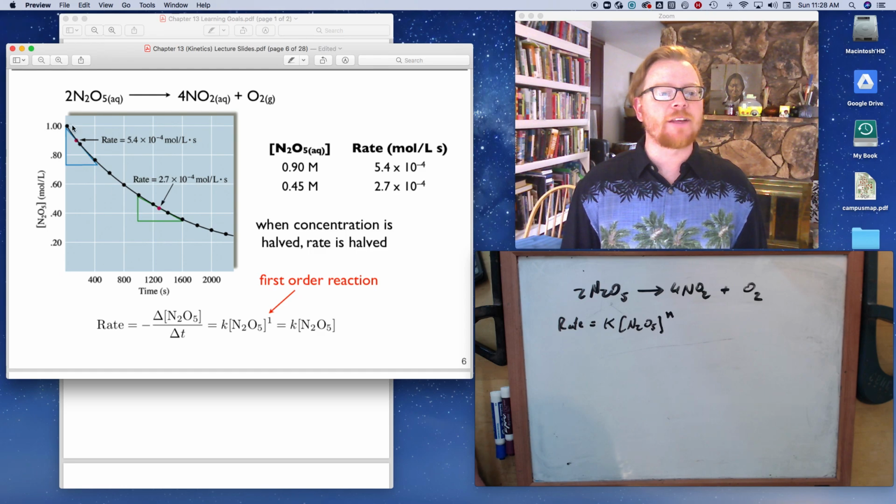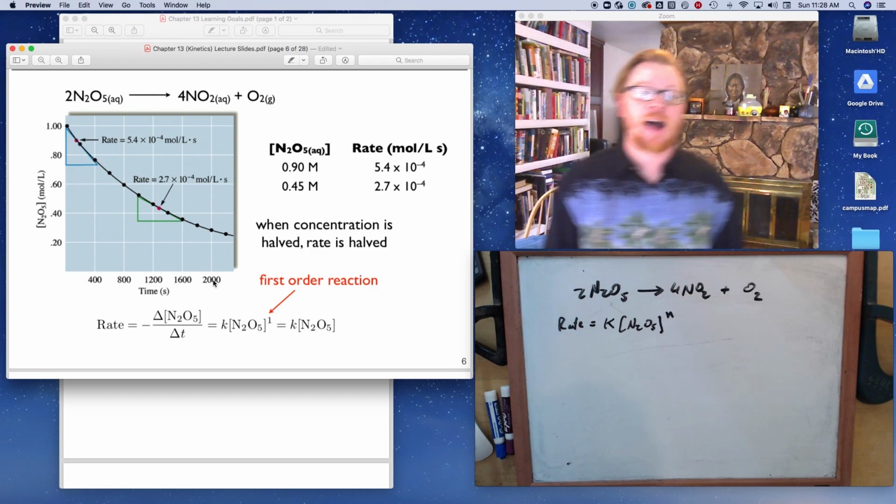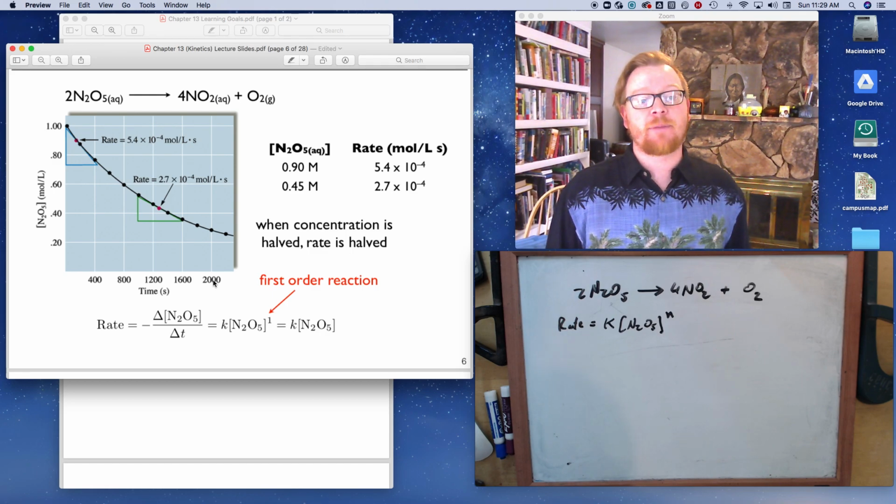So now on this graph, what someone has done is they figured out how to measure the concentration of N2O5 over time, and this is no easy task. This is something that our upper division chemistry students do in PChem lab, and it's actually quite hard to measure concentration versus time accurately.